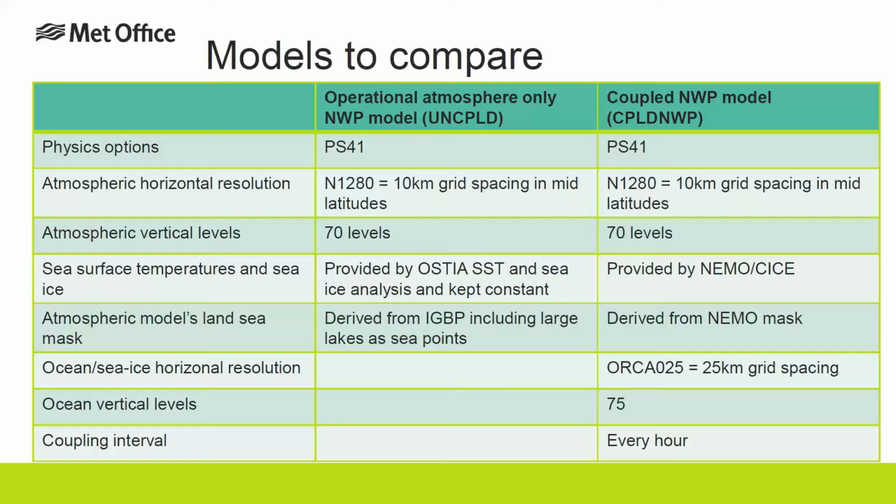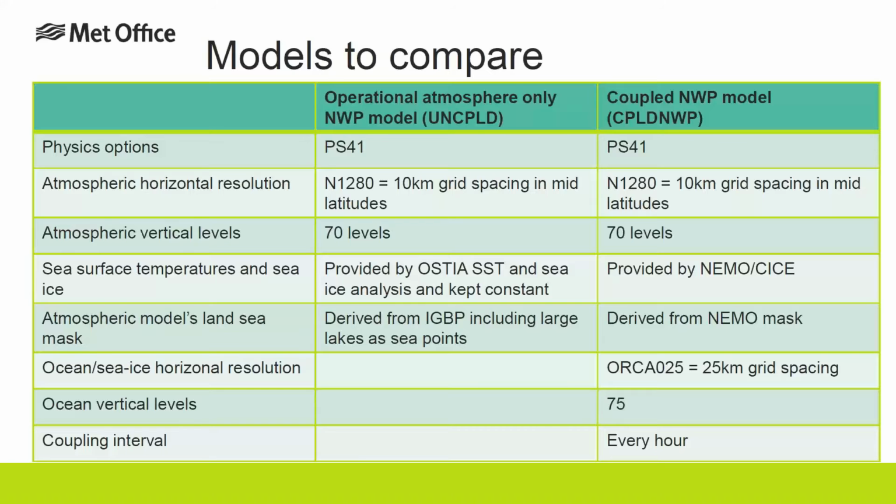The sea surface temperatures and sea ice for the operational uncoupled model are provided by Austia, which is a sea surface temperature and sea ice analysis software, and they are then kept constant throughout the run. For the coupled NWP model, the ocean and sea ice initial conditions are provided by a NEMO SICE data assimilation system called FOAM, and then they evolve throughout the forecast.